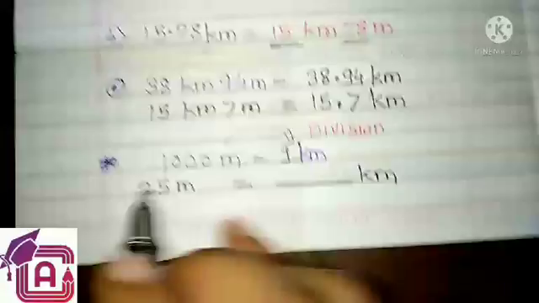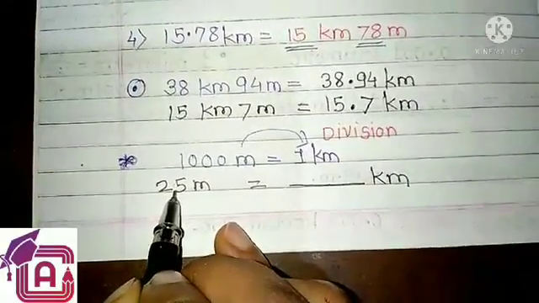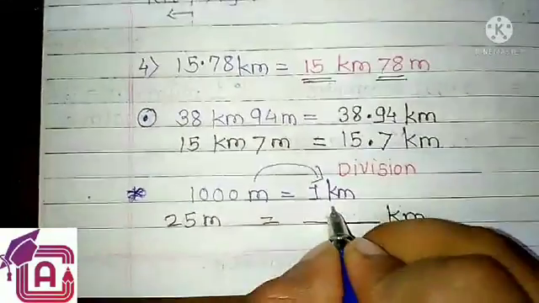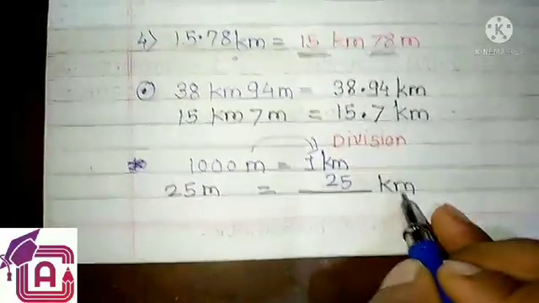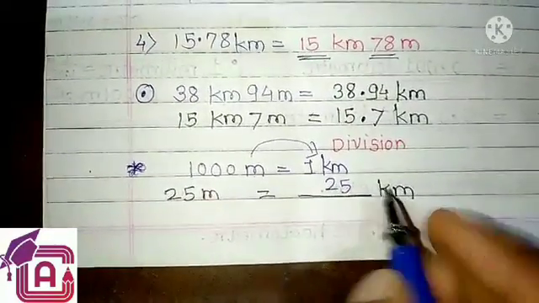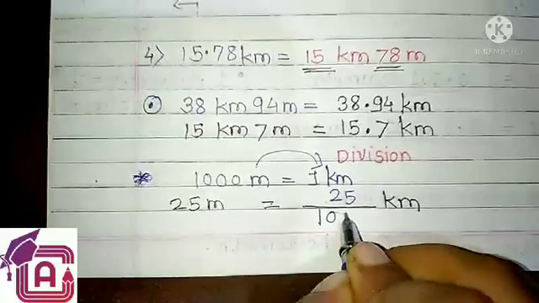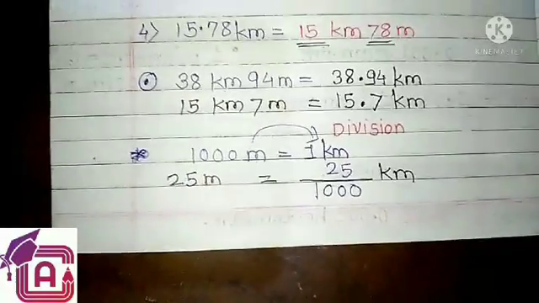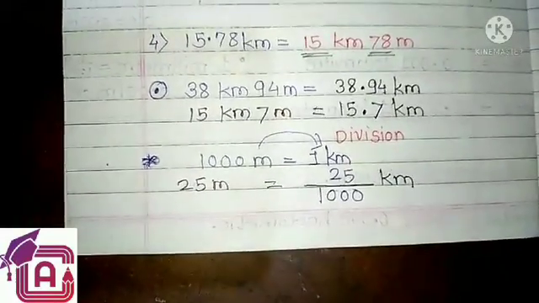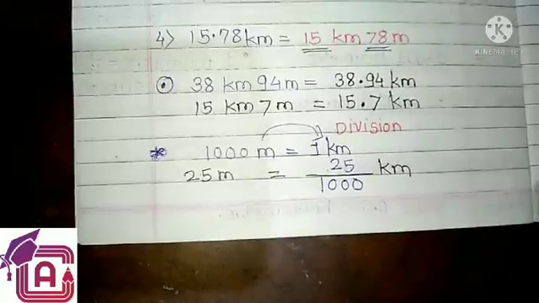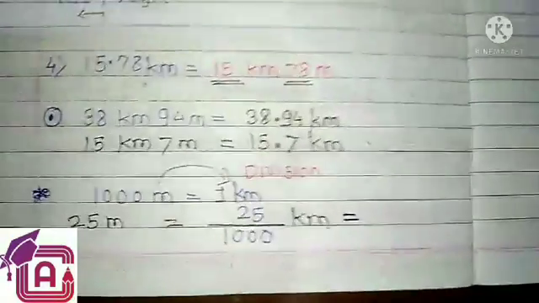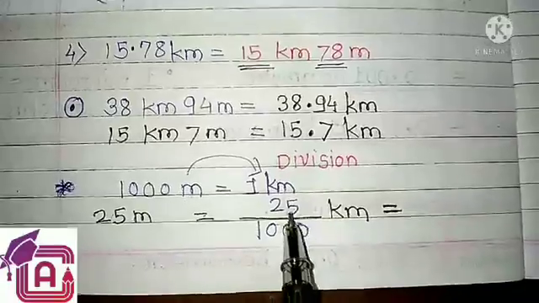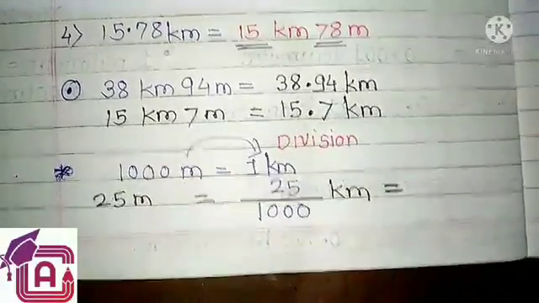So how to perform it? Write down first given number, that is 25 as it is. Yes, I am writing here 25. And divide, because we have to find out in a kilometer, so divide it with 1000, because here kilometer is there. Now shift down. Now we have to represent this in a decimal point format. So how to represent this decimal fraction into a decimal point format?